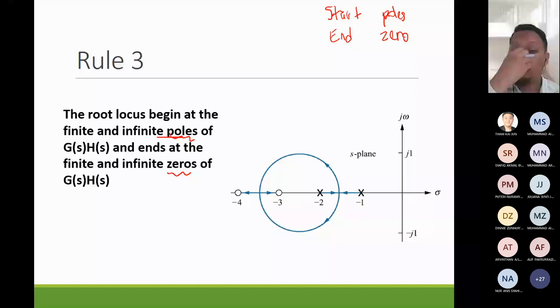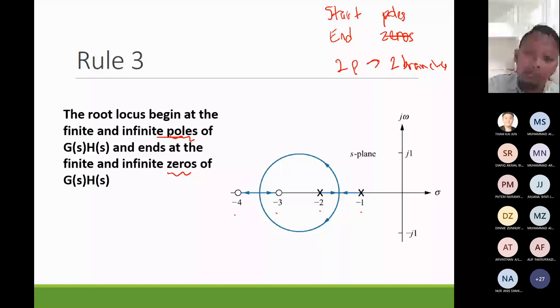So for example here, we have 2 poles here and 2 zeros. So in order to sketch the root locus, here we have 2 poles, meaning that we have 2 branches, okay? So we have 2 poles, so we have 2 branches. And then we have 2 zeros as well. So one of the poles will go to one of the zeros, and another pole will go to another zero, because we only have 2 branches.